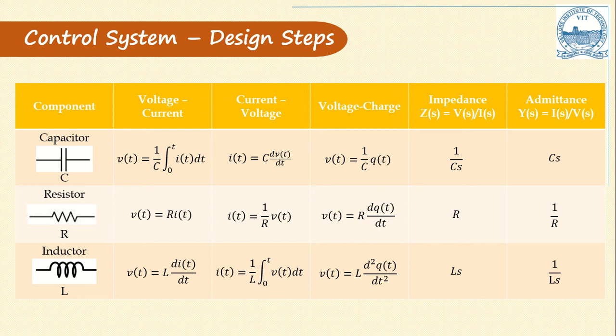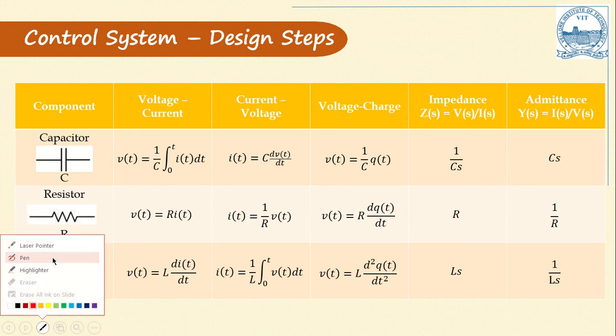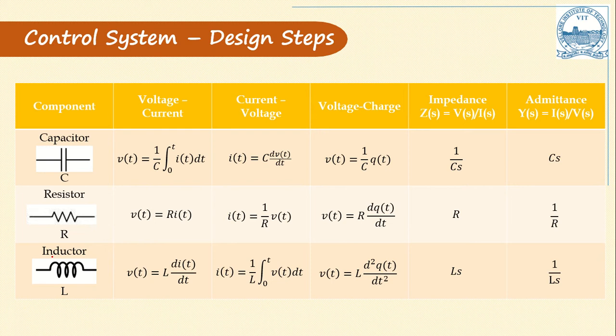The first three columns represent the voltage-current and current-voltage relationships among the three passive elements. In column number 2, you have the voltage and current relationship with respect to a capacitor, resistor and inductor, and the current to voltage relationship for the inductor and capacitor in column number 3, and then the charge to the voltage across these elements.